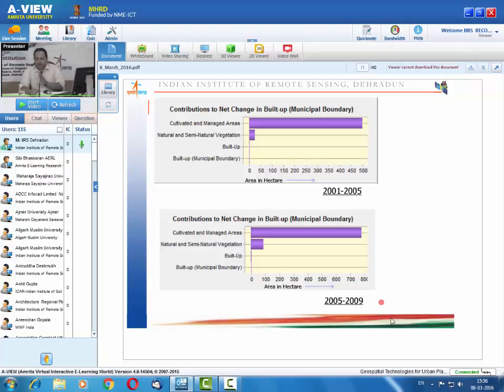If you see from 2005 to 2009, the same trend is repeated. The contribution to increase in built up area inside the municipal boundary or inside the Dehradun urban agglomeration has been mainly from the cultivated. So what is happening inside the urban agglomeration or municipal boundary is that the cultivated and managed areas, maybe orchards, plantations, or some agricultural land, are slowly being transformed into built up areas, right? So inside the municipality you can say we are having a reduction in the amount of orchards and plantation.